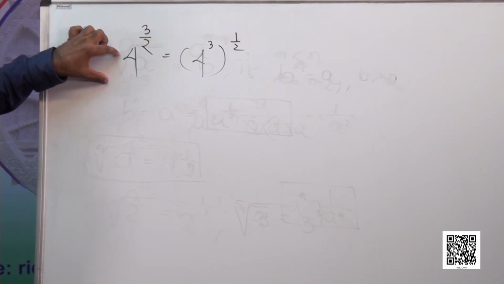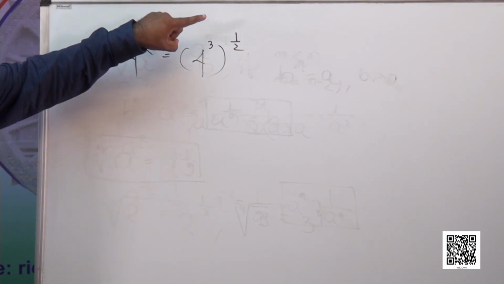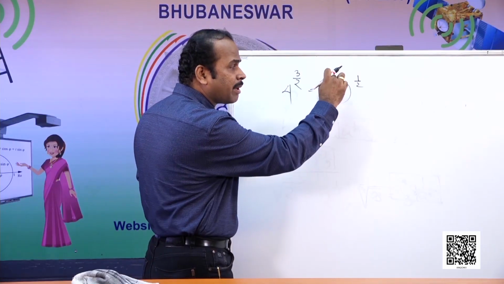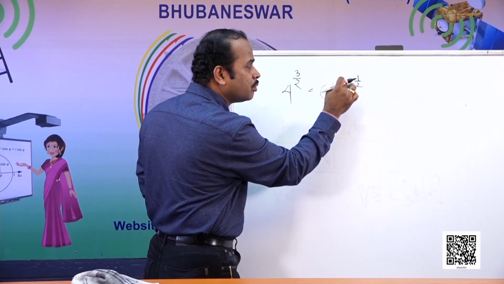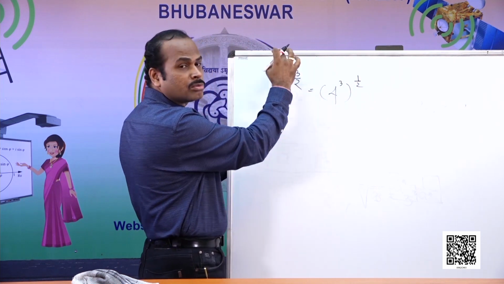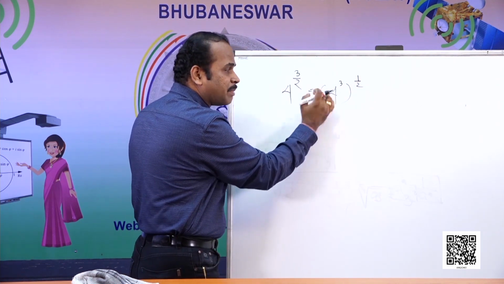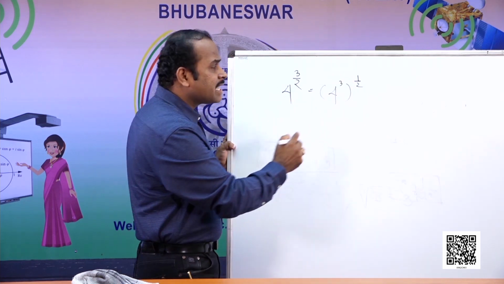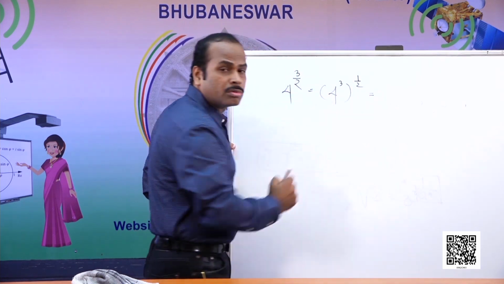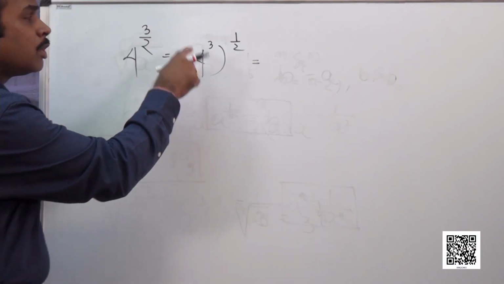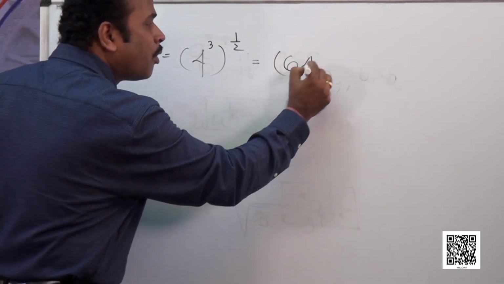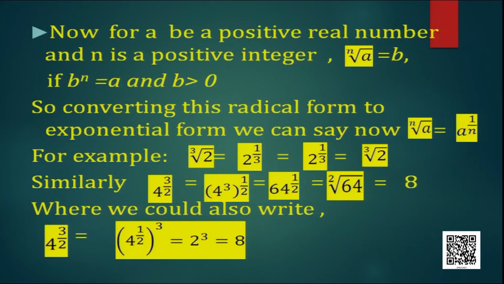So when it is a to the power m whole to the power n, the law of exponents we have used here, it becomes a to the power m into n, 3 into 1 by 2, it becomes 3 by 2. So 4 to the power 3 by 2 I expressed as 4 to the power 3 whole to the power 1 by 2. Now in such case I can write this equal to 4 to the power 3, which we already got as 64, and 64 whole to the power 1 by 2.